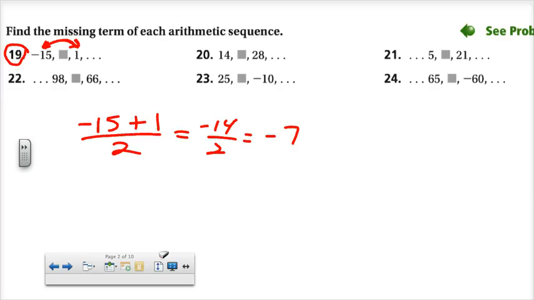And then we can look at it and see, does that make sense? You never want to walk away from a problem without figuring out whether or not your answer makes sense. And as you look at this, to go from negative 15 to negative 7, we'd have to add 8. If we add 8 from negative 7, we do get 1. So negative 7 makes perfect sense with what we've seen. So those will all be using that arithmetic mean.